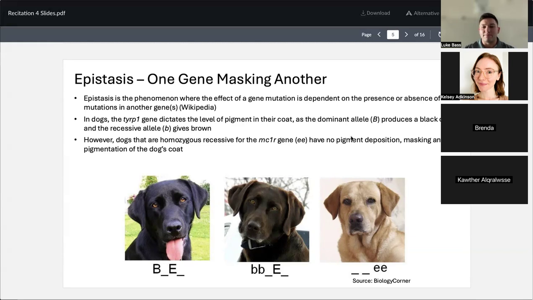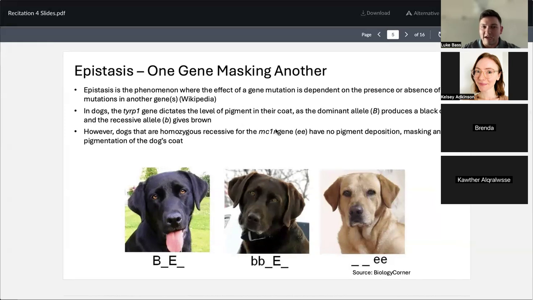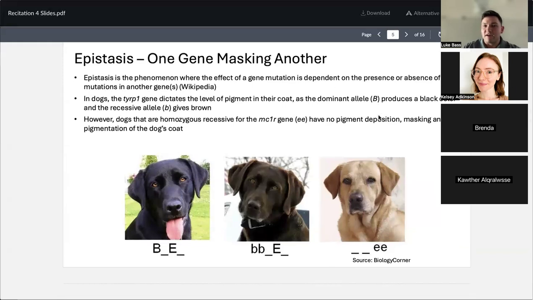One hallmark example is dog coat coloring because you have this TYRP1 gene at locus B that gives a black coat when the dominant allele is expressed, and then a brown coat when the recessive allele is expressed. However, in order for the pigmentation to actually deposit into the coat, that's dependent on a different gene, MC1R, at locus E. So if the dogs are homozygous recessive for both alleles at locus E, then they won't be able to actually express the black or brown coloring, making them yellow.